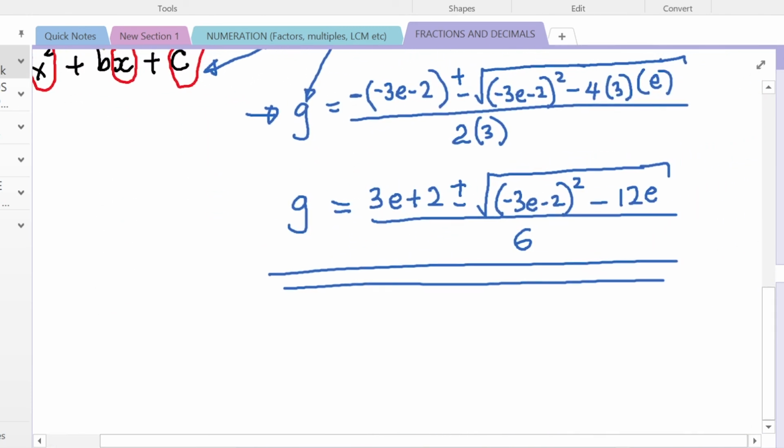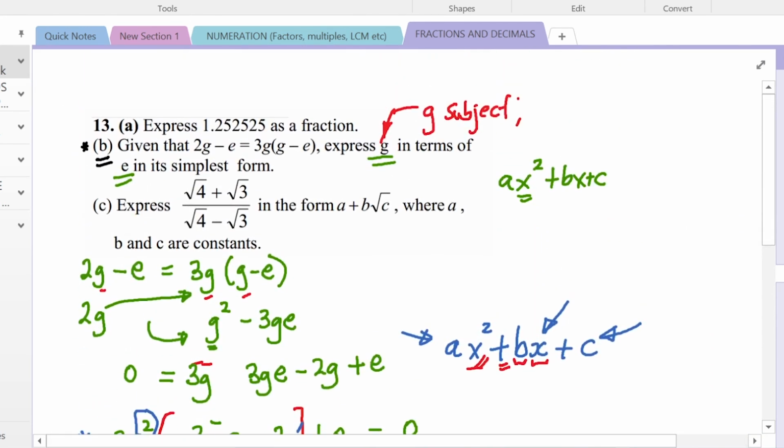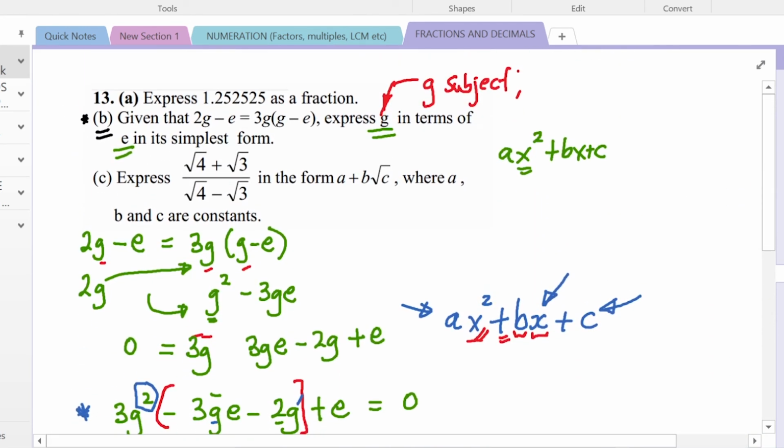That one required you to recognize that this is a quadratic formula, reshape the expression into the quadratic form, and use the quadratic formula or the bulldozer method to come up with the expression you're seeing. So that is part B. Let's go on to part C.